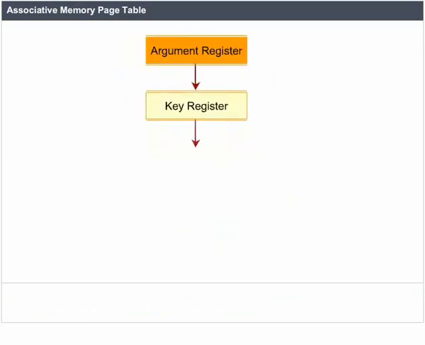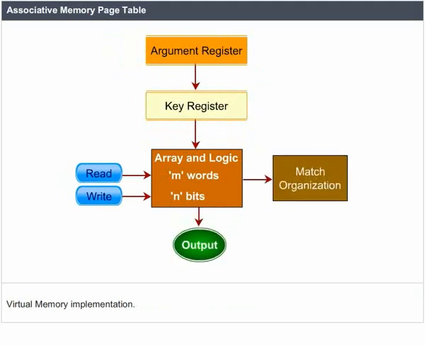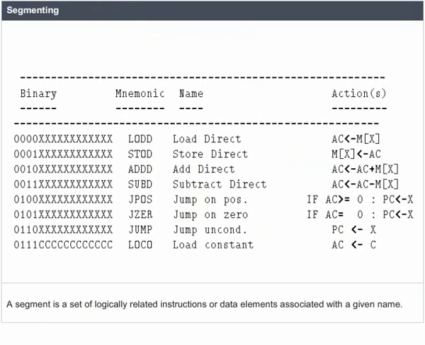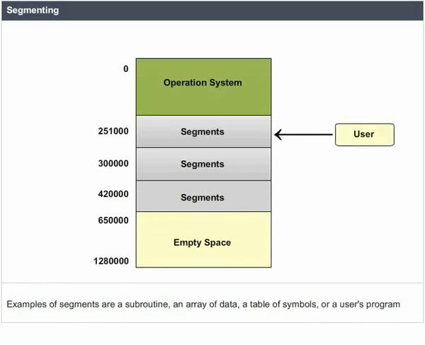Associative memory page table. Virtual memory implementation. Segmenting. A segment is a set of logically related instructions or data elements associated with a given name. That is, the programmer thinks of their programs as a collection of logically related entities. Segments may be generated by the programmer or by the operating system. Examples of segments are a subroutine, an array of data, a table of symbols, or a user's program.